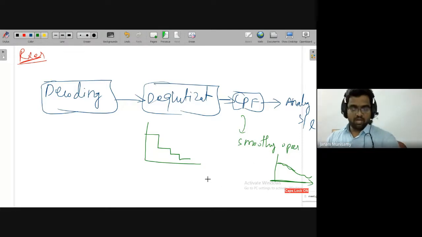So let's stop for today. In the next class we will continue with the next version, that is DPCM, delta modulation, then later on digital communication.